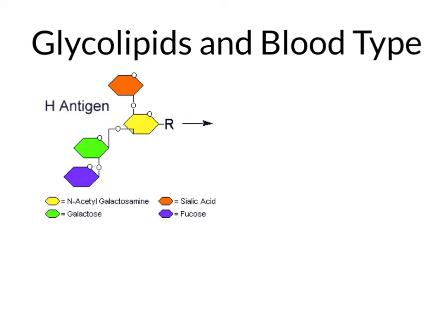So when we try to donate blood, one of the reasons they ask what your blood type is, is that if you give the wrong type of blood, there'll be something there that the body says, I don't know what that is, and attacks it.